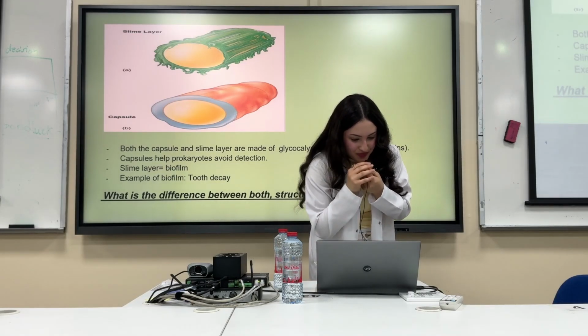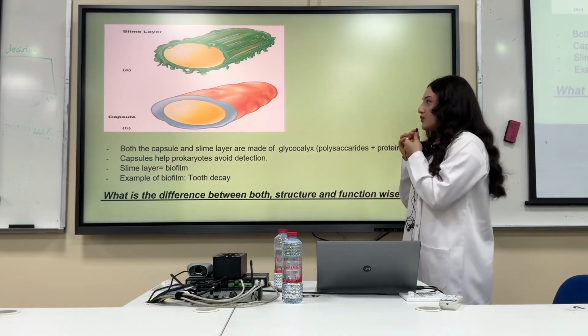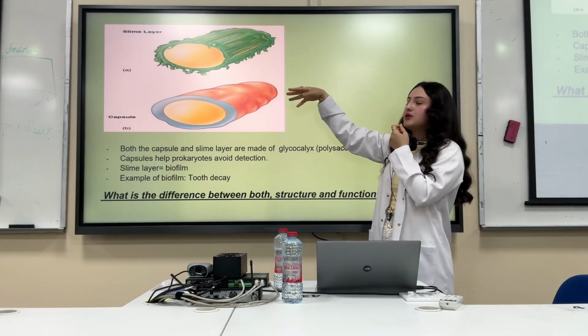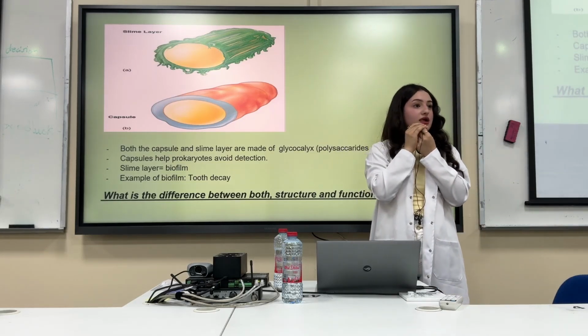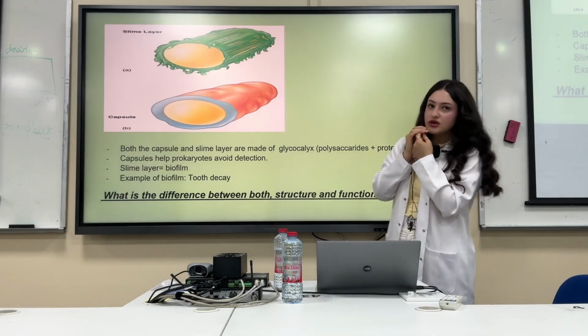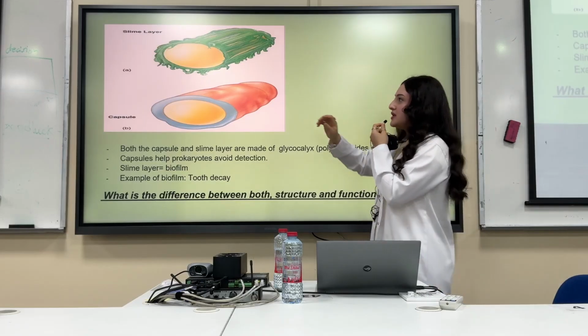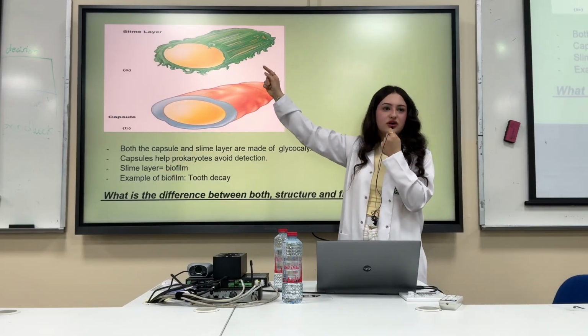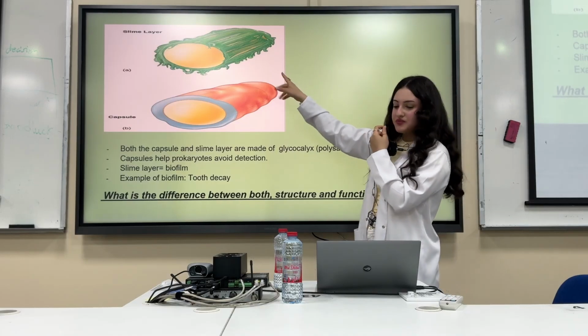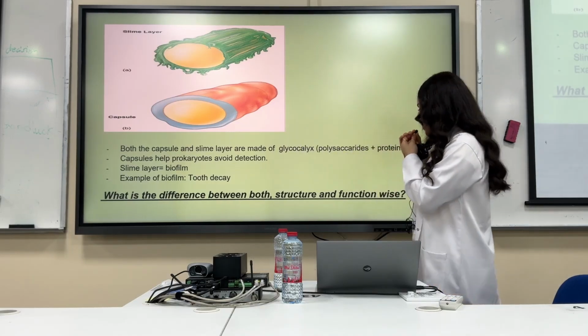What's the difference between both? Look at them structure-wise from the picture. What can you differentiate between them? Slime layer what? Yeah, also true. The slime layer is irregular, right or not? Capsule is perfect. But the slime layer is irregular.